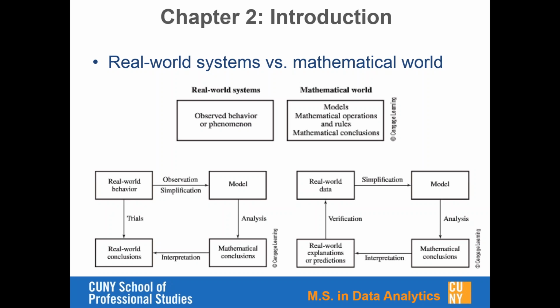So you can see here, one key part is how we can use the real world to verify our model results, instead of using real behavior observation to draw real-world conclusions using some sort of trials. So that's the difference between real-world systems versus mathematical systems.